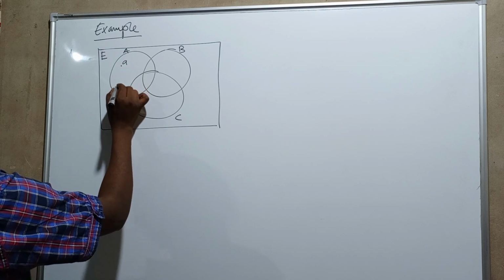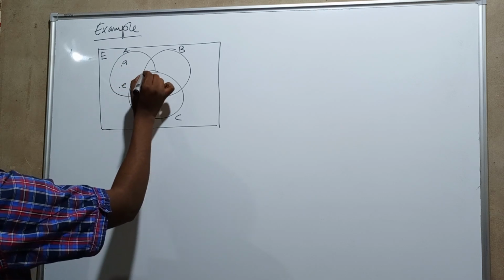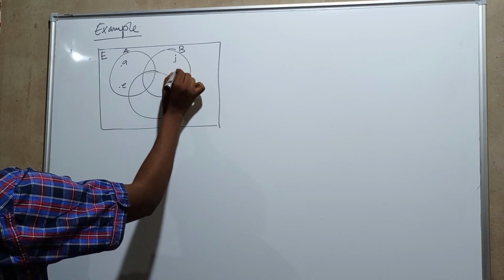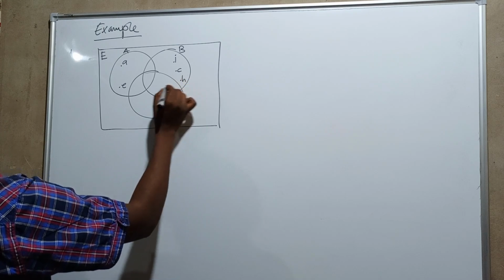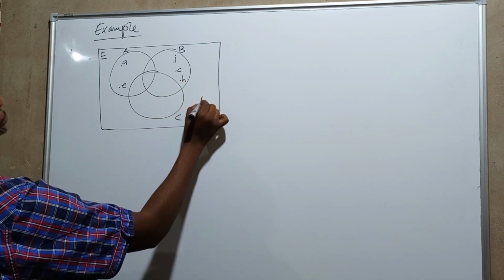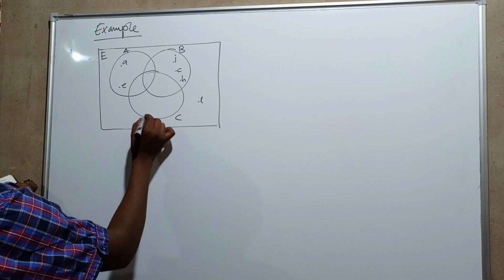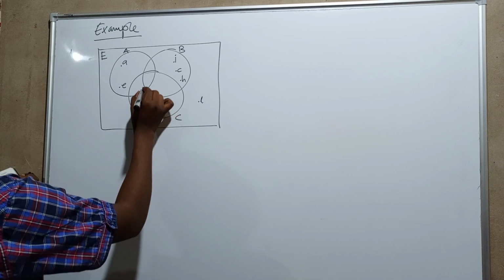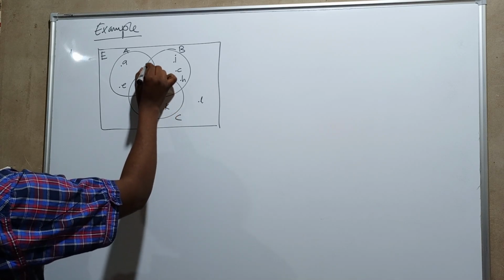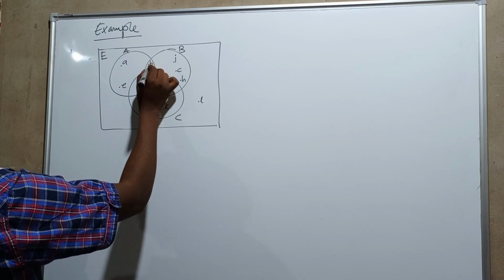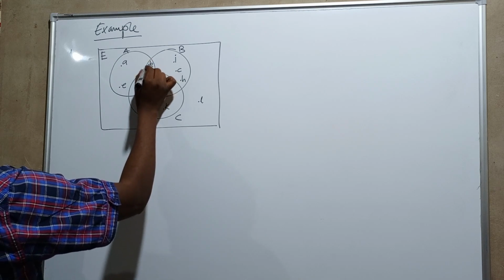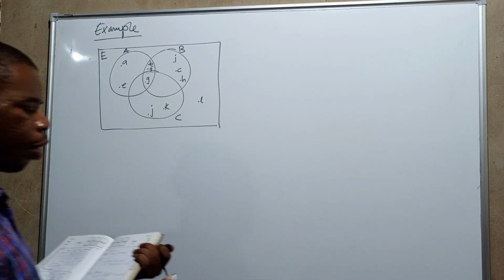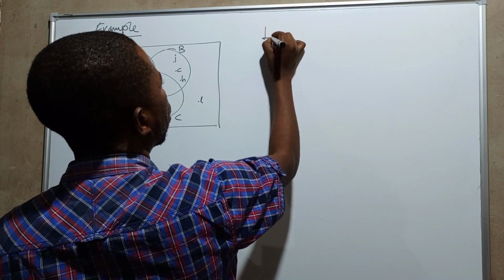Here we have A, E. Here we have I, then C, H. Here we have L, then here we have J, then K. Here we have G, then B, then F, and there is nothing else.